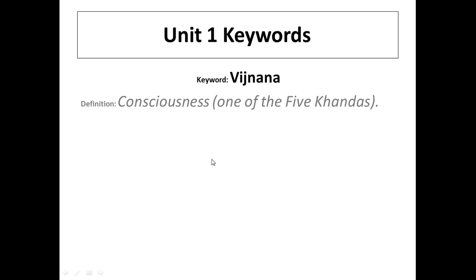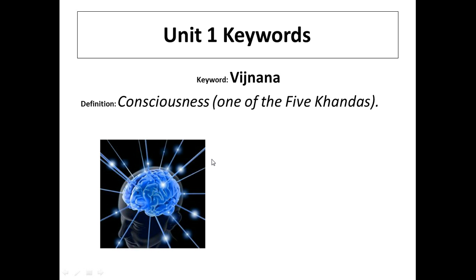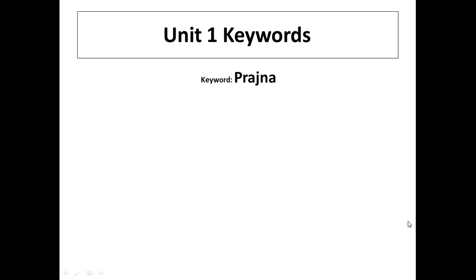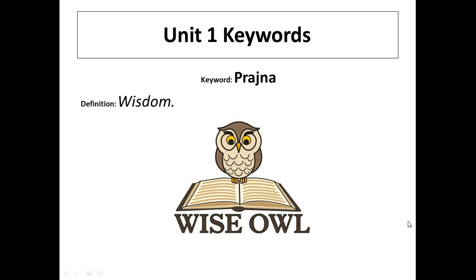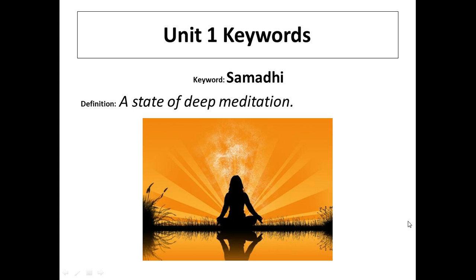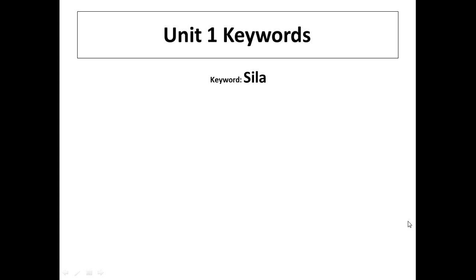Vijnana, consciousness. That's the best image I could come up with for consciousness. And my sand picture again. Prajna, what does it mean? It means wisdom, and here is a wise old owl to help you remember. Samadhi, a state of deep meditation, and here is a lady enjoying the state of deep meditation.